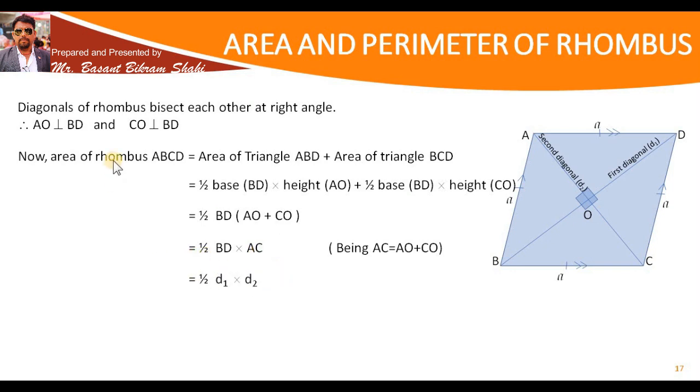Now the area of rhombus ABCD is half into BD, which is the first diagonal D1, and AC is the other diagonal D2. You may write D1 here and D2 here, it doesn't matter.